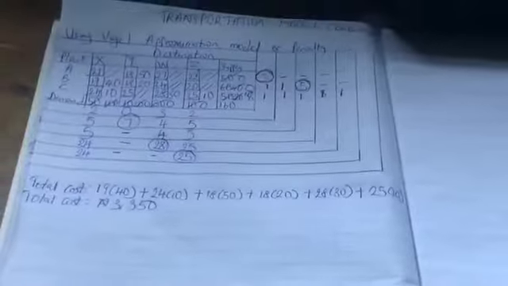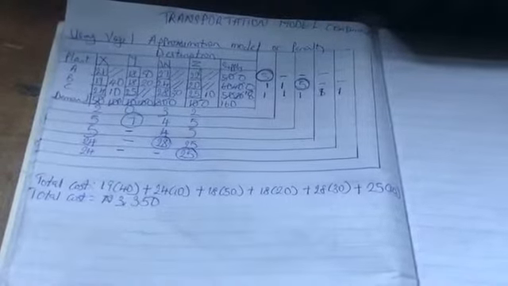So that's all that you need to know in Vogel approximation. So that's the total cost, that's the penalty table. 3,350 is our total cost.